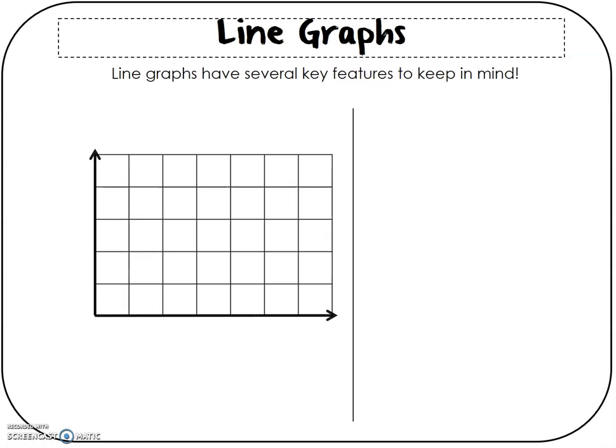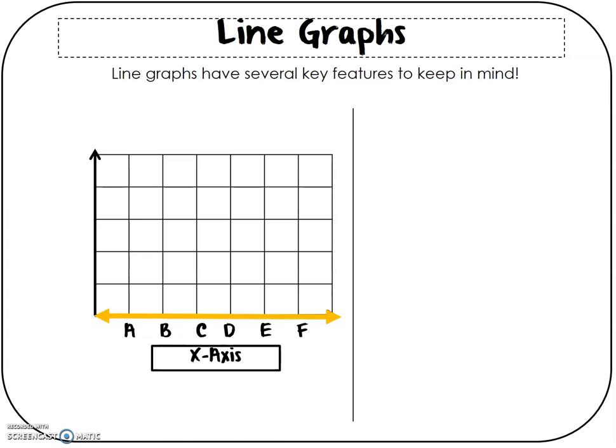So the first thing to remember is that line graphs are built on the coordinate plane. I remember that the horizontal line on the coordinate plane is called the x-axis. You're always going to have some kind of label along the x-axis depending on your information. In this example, those labels are going to be the letters A through F.